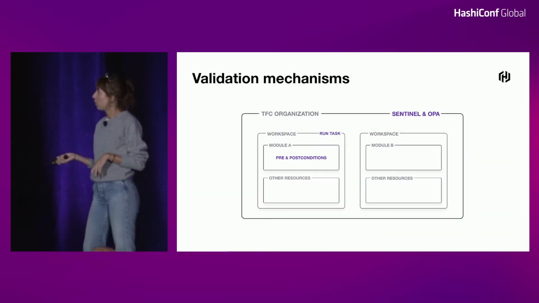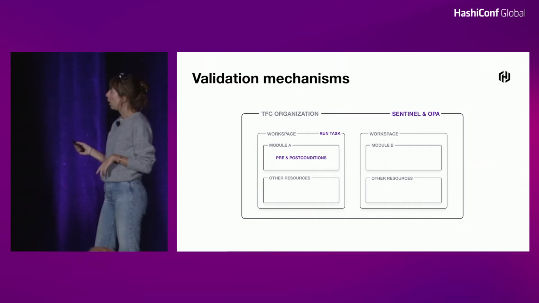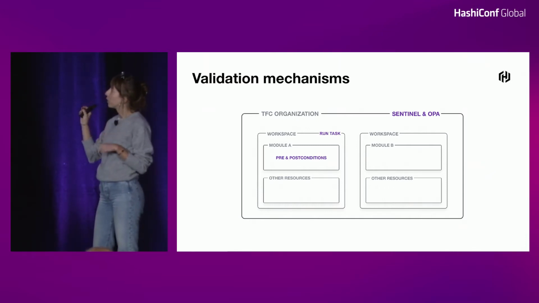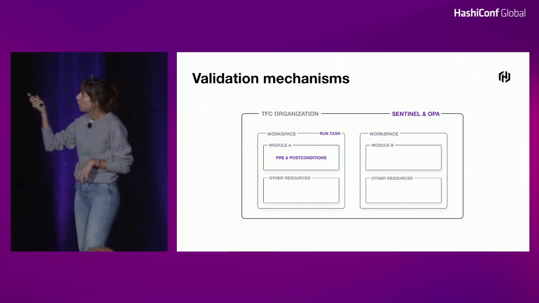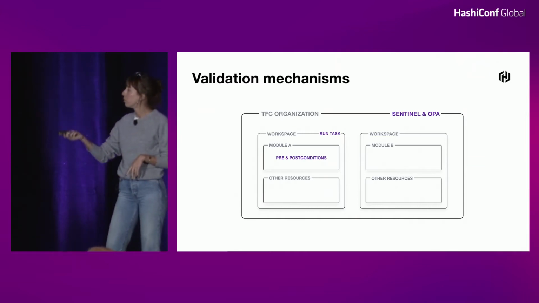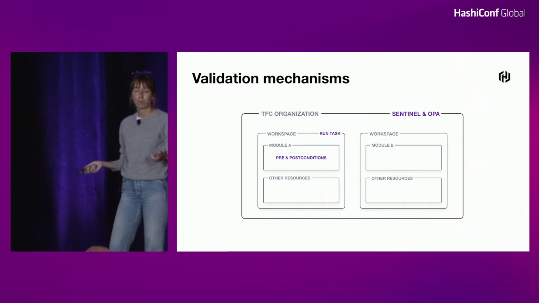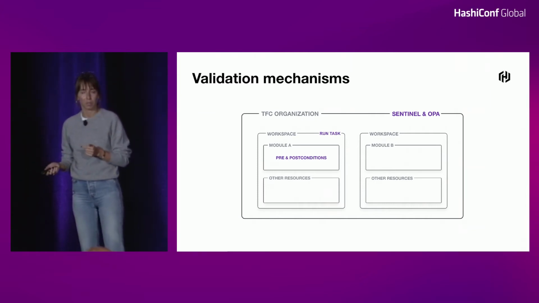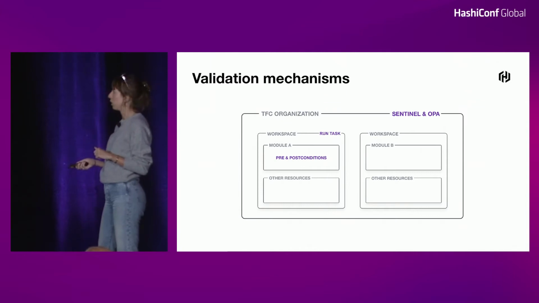So how do these all work together? I'm going to work from the inside out, but where the different validation mechanisms are placed is intended to designate the maximum scope of coverage that you can configure. Starting from pre and post conditions, as I mentioned, those are within the module. So if your module authors include them in the configuration, you can trust that those will be enforced anytime the user uses the module with that definition.